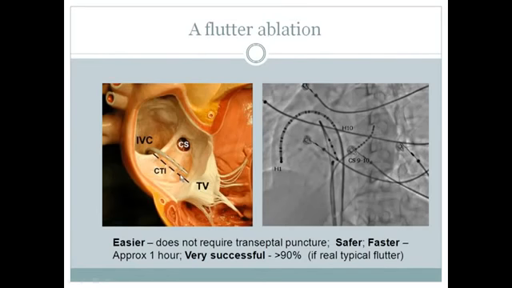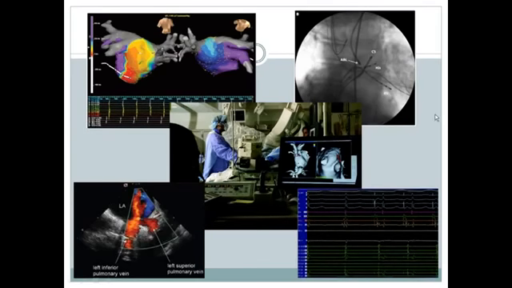Start here, we pull the catheter back. It's a lot quicker. Right side, it's easier, safer, faster, very successful. Okay? And this is how the catheters look in the heart. This catheter over here is in the isthmus, and the rest of them are things that we use to make sure that things are fine.